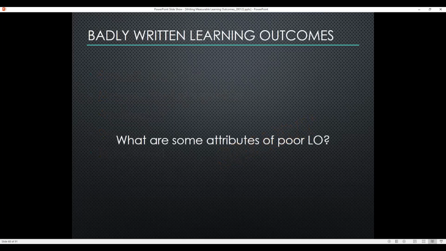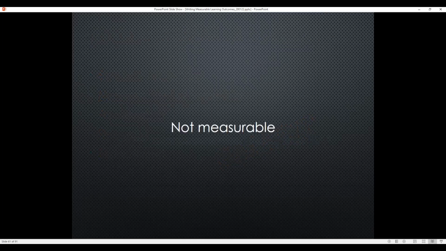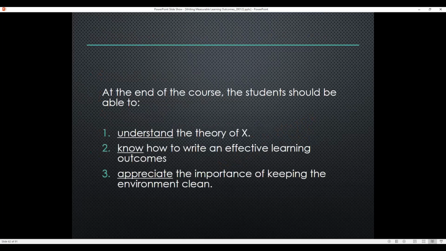Okay, now let's look at some badly written learning outcomes. What are some attributes? Of course, the opposite of what we talked about, they are not measurable. Example, understand the theory of X. How do you measure whether the student understands or not? Can you measure the student understand or don't understand? Know how to write an effective learning outcome. How do you measure know? Appreciate the importance of keeping the environment clean. How do you measure appreciate?